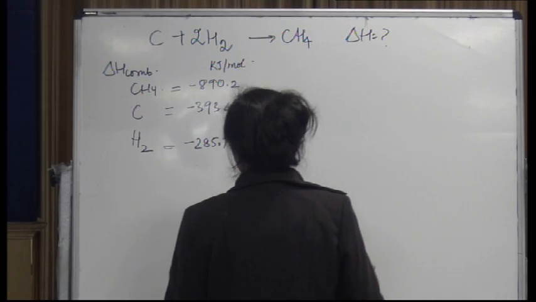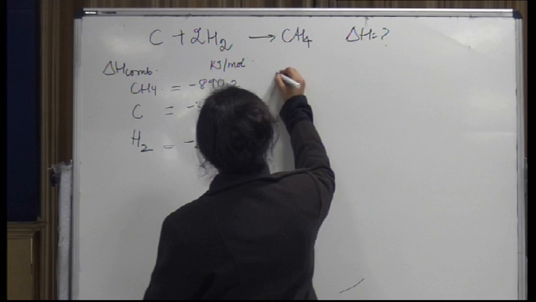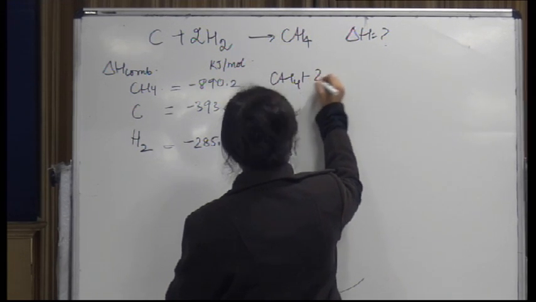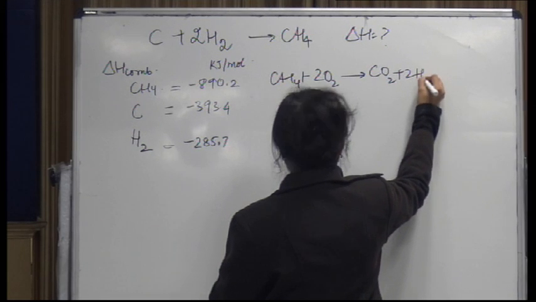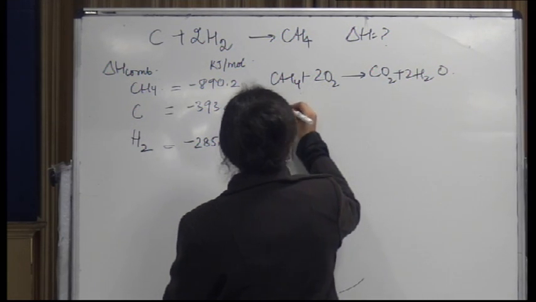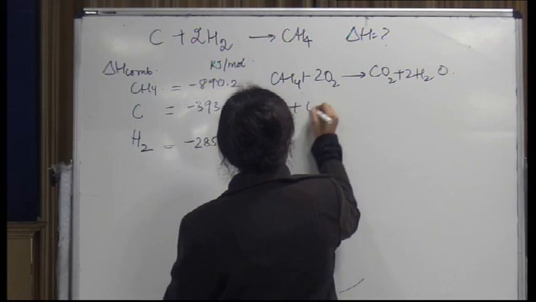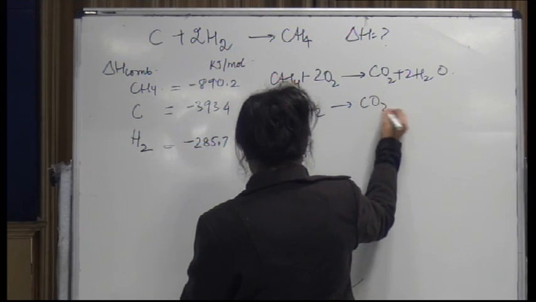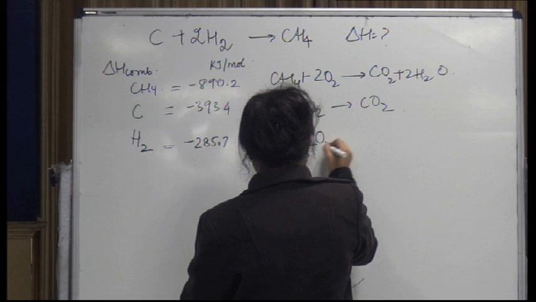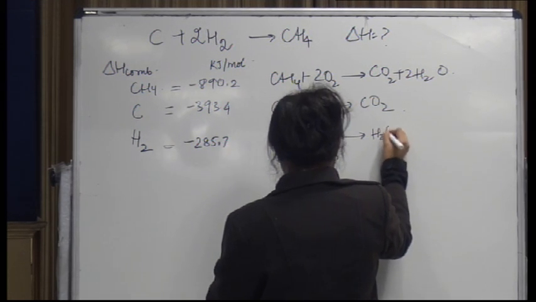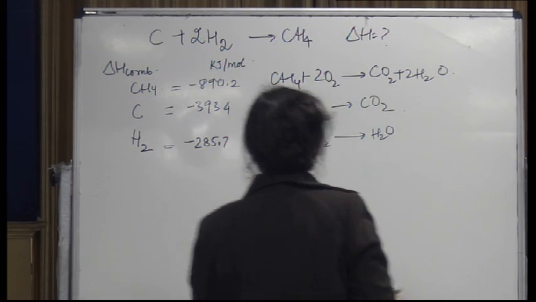Now, for the combustion, let's quickly write it down. CH4 plus 2O2 will give you CO2 plus 2H2O, that's the reaction. Then C plus O2 will be giving you carbon dioxide. Then combustion of hydrogen means H2 plus half O2 will be giving you water. Worked it out?